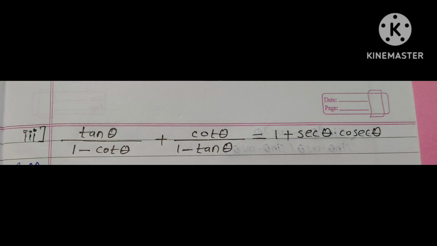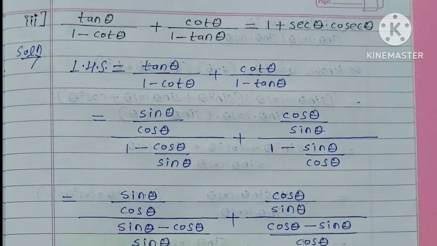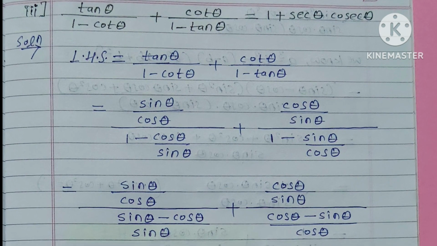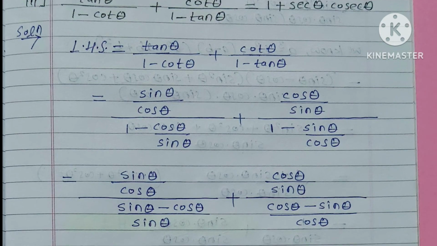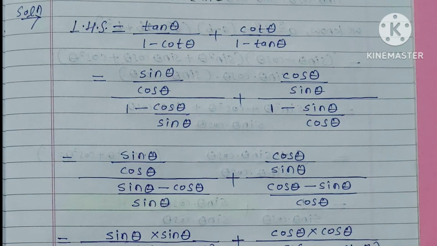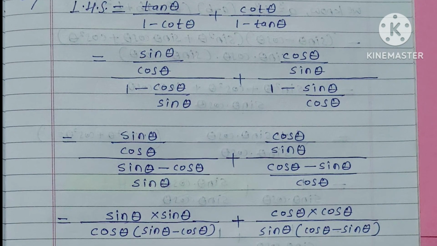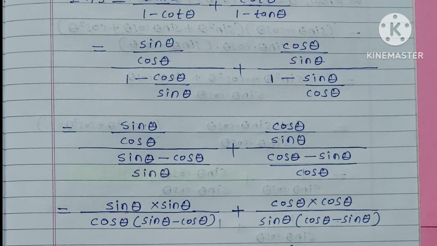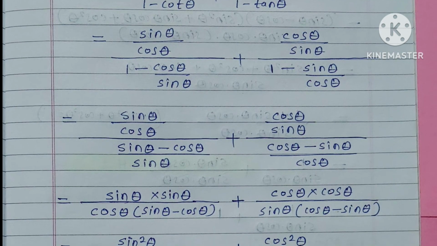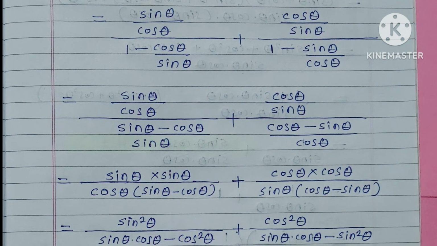Now in question number 3, we have to prove tan theta divided by 1 minus cot theta, plus cot theta divided by 1 minus tan theta, which is equal to 1 plus sec theta into cosec theta. Now, by looking at the right hand side of the equation, we can see it consists of sec theta and cosec theta, which can be easily converted into cos theta and sin theta. So the values are in terms of sin theta and cos theta. So looking at it, we have to convert the LHS values in terms of sin theta and cos theta.